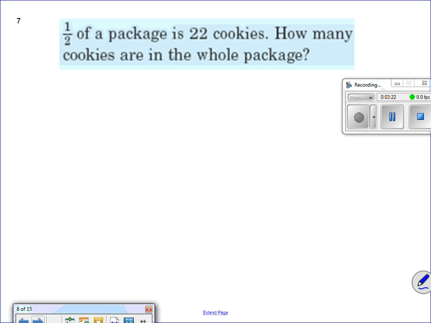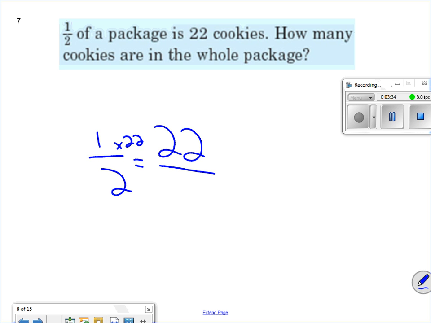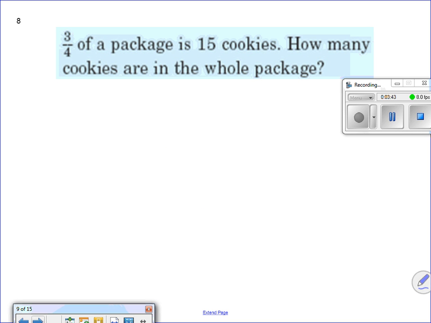Half of a package is 22 cookies. How many cookies are the whole package? Let's take a look here. So 22 would be my numerator because it's not the whole. Half into 22, times 2, times 2, gives me 44. So what is the whole package? 44 cookies. There's another one.